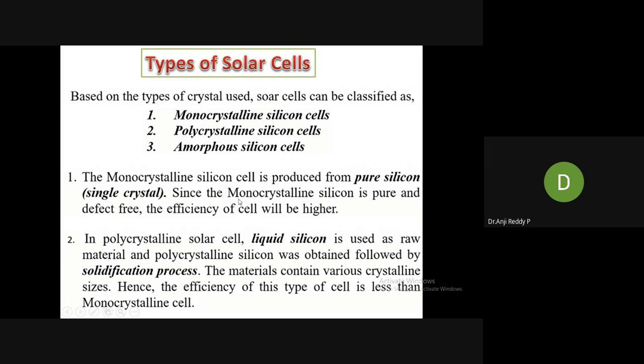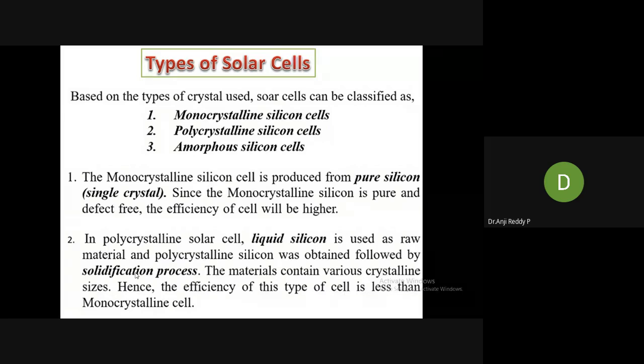As it is, we use it in monocrystalline silicon cells. We just dope the pure silicon single crystal with p-type and n-type material, and then we get the monocrystalline silicon cell. Since it is pure and defect free, the efficiency should be higher. But in the second case, in polycrystalline silicon cells, the raw material we are using is liquid silicon.